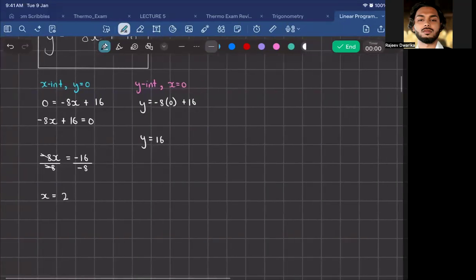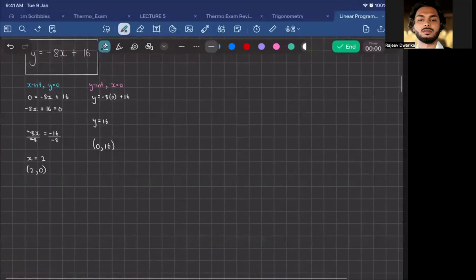So tell me, let's finalize. Let's write the points for both now. The point for the x-intercept would be what? 2, 16. Wait, you said 2, 16? It wouldn't be 2, 16, it'd be 2, 0. Unless I heard wrong. 2, 0. Yes. What about the point for the y-intercept? 0, 16. Nice.